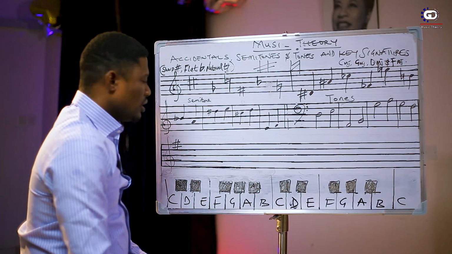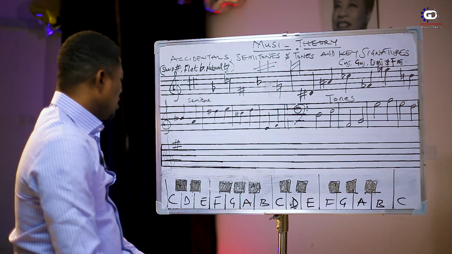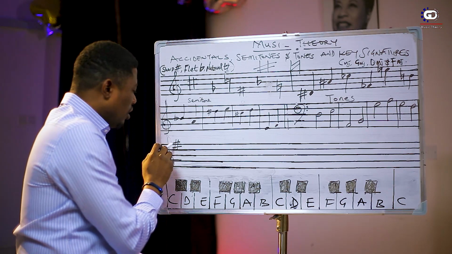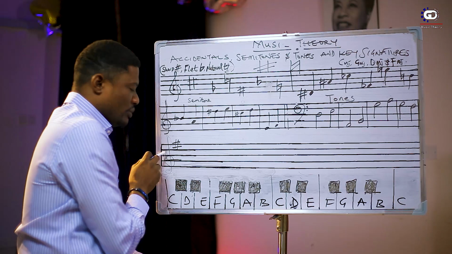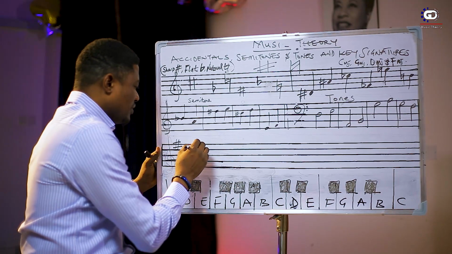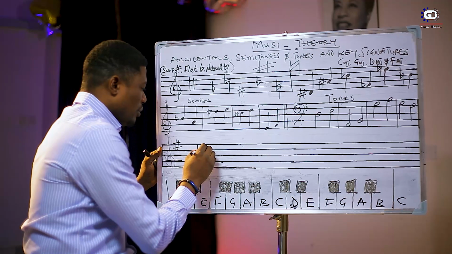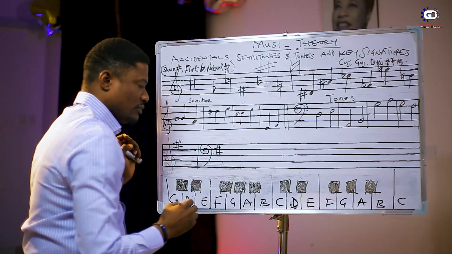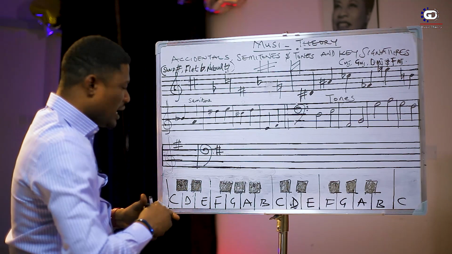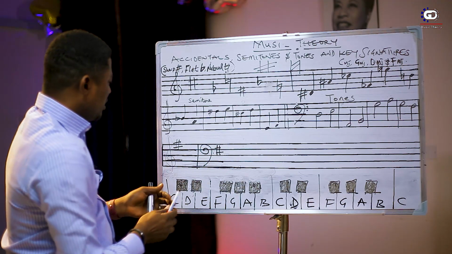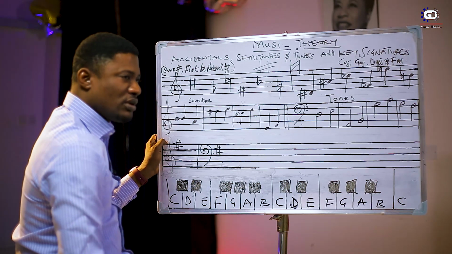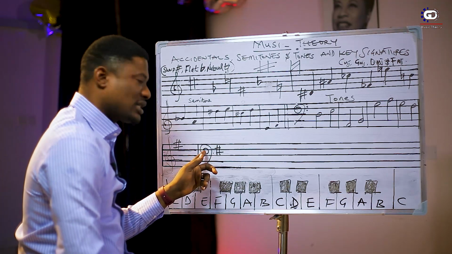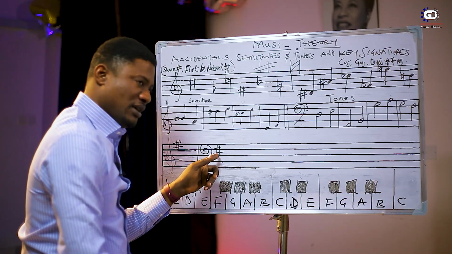G major. Now, for G major, you will see this sharp. The sharp will be placed on the fifth line of the treble clef. The fifth line of the treble clef. But in the bass clef, it will be placed on the fourth line. Now, the question will be, why the difference? This is the fifth line of the treble clef, and it is letter F. This is the fourth line of the bass clef, and it is letter F.